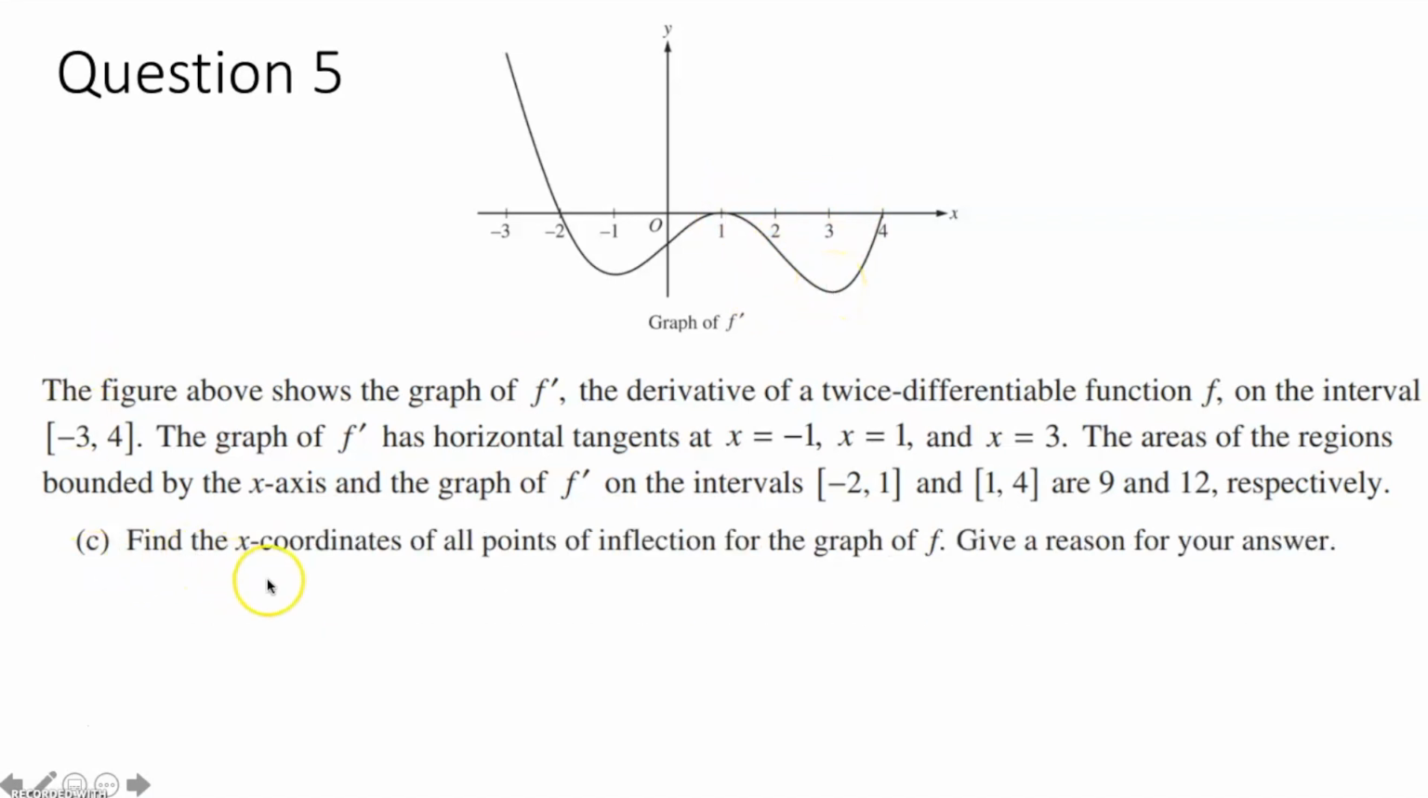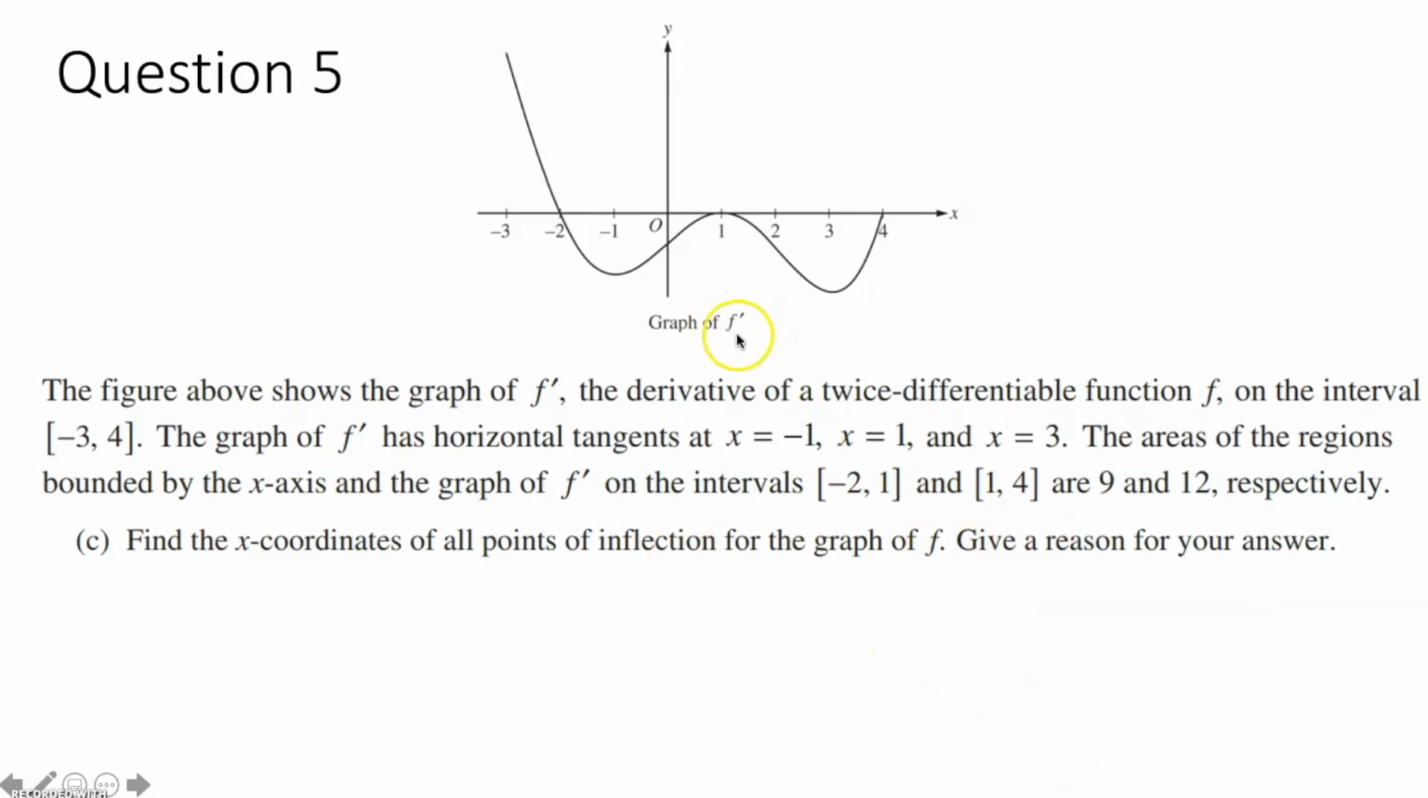Part C says find the x-coordinates of all points of inflection for the graph of f. Give a reason for your answer. Now remember, inflection points occur wherever the graph of your original function changes from concave down to concave up, or concave up to concave down, meaning it's where the second derivative changes from negative to positive or positive to negative.